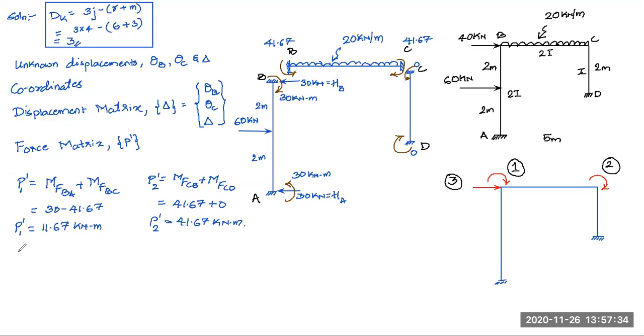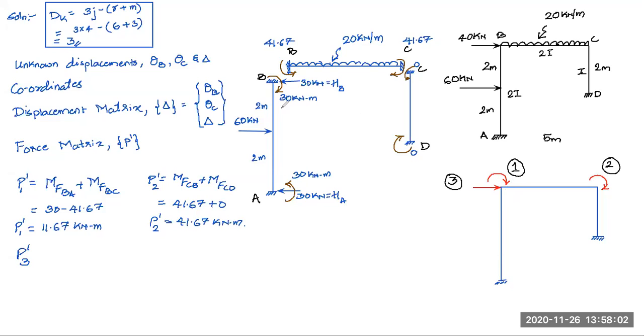Now one more is the third coordinate. So here what you have is P3 dash. What is this third coordinate? We have taken the third coordinate as a translational coordinate in the horizontal direction. So you should be looking for any concentrated force coming in the third coordinate, due to the loads applied on the member, not due to the loads which are applied in the coordinate.